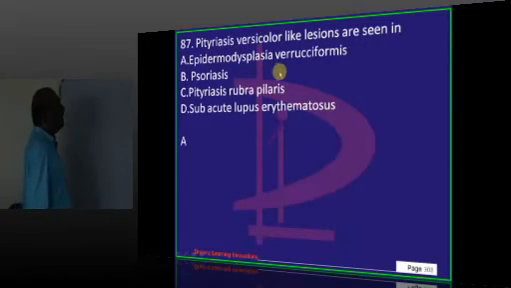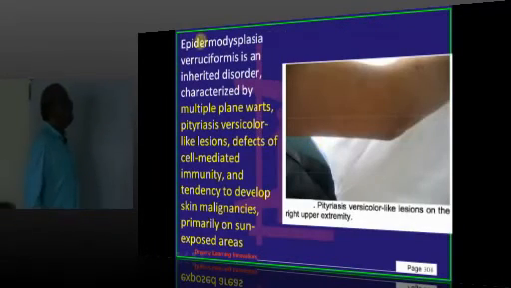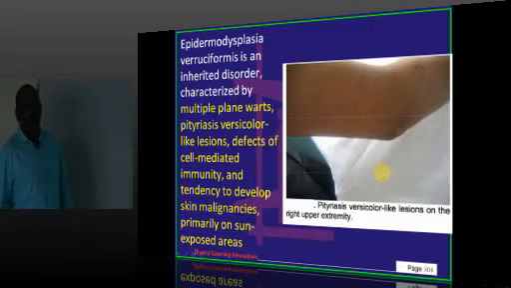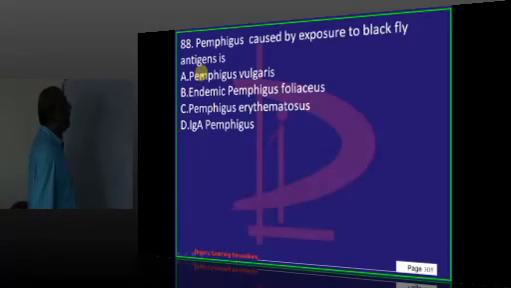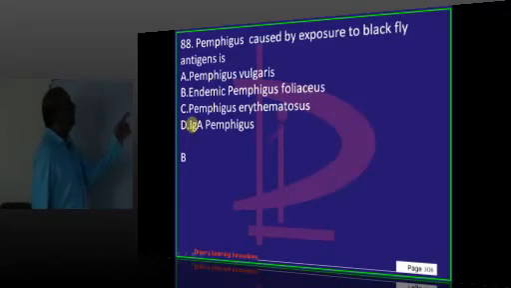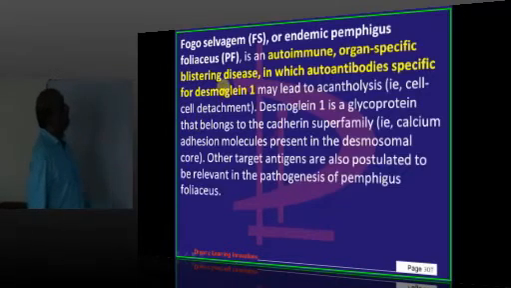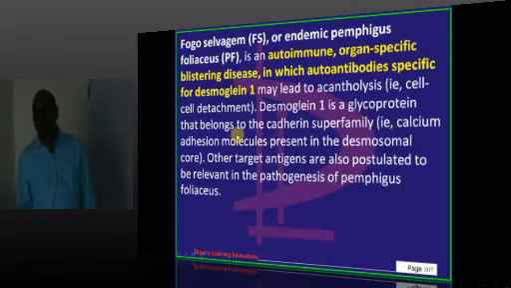Right? Pityriasis versicolor-like lesions, where do you find? In case of epidermodysplasia verruciformis, idiotic question. This won't recur in exam. This is not a predictable question, I am trying to tell you. Now, pemphigus caused by black fly, what do you call it as? It is called endemic pemphigus foliaceus, Fogo selvagem. Sounds like a Tamilian Sri Lankan name, right?